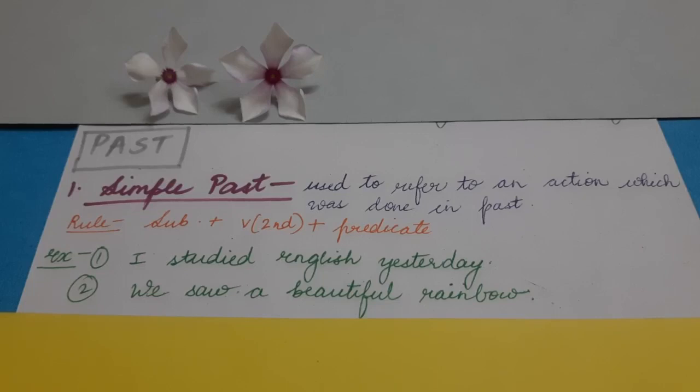Its rule is subject plus verb second form plus predicate. Example, I studied yesterday. You studied yesterday, and the work was started yesterday and the work ended yesterday. So it was done in the past. Next, we saw a beautiful rainbow. You saw a beautiful rainbow. The action is completed. It was in the past. So here we have used the verb second form, studied and saw.